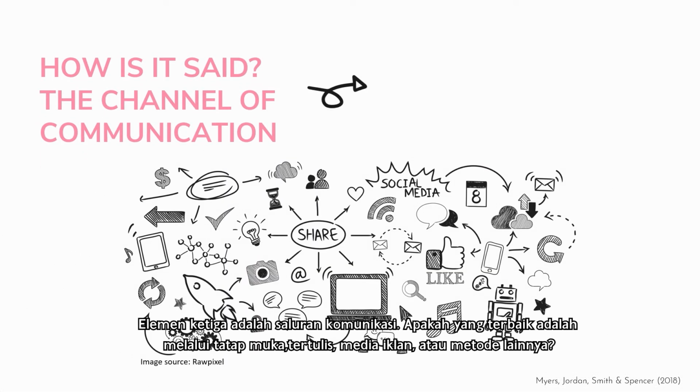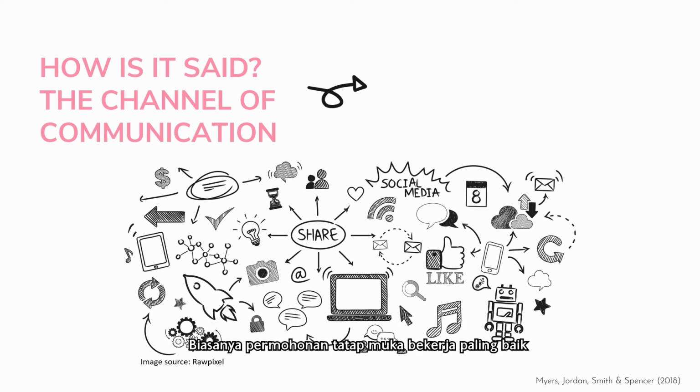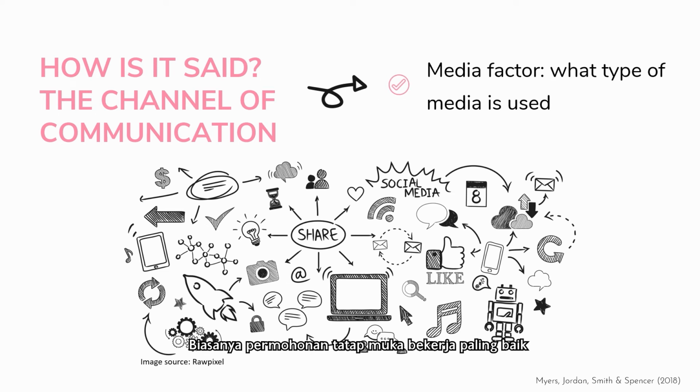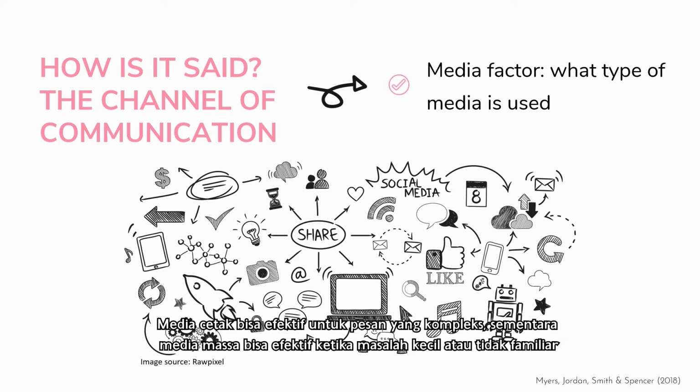The third element is channel of communication. Is it best to use a face-to-face appeal, a written sign, a media advertisement, or some other method? Well, usually face-to-face appeal works best. Print media can be effective for complex messages, while the mass media can be effective when the issue is minor or unfamiliar.